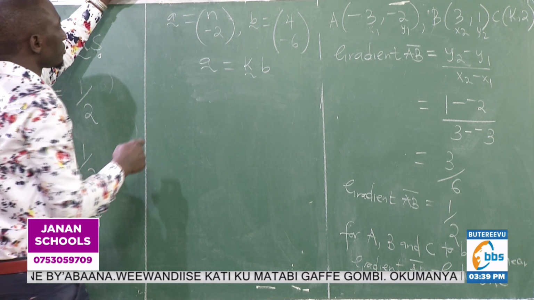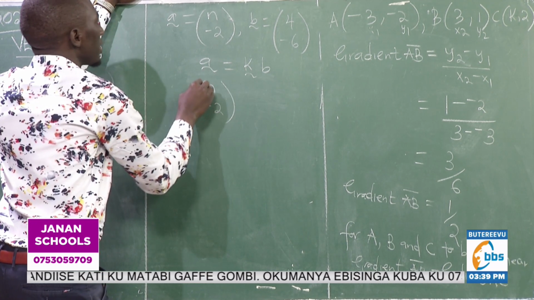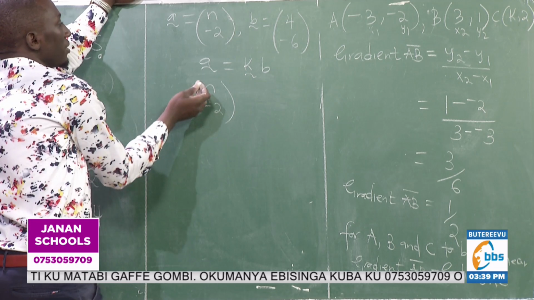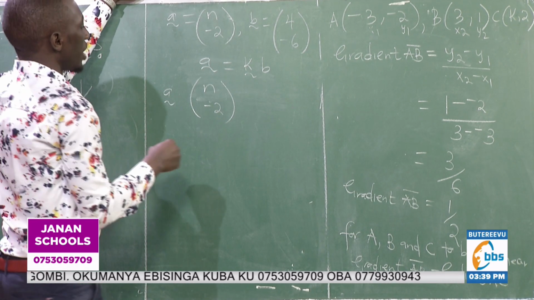So we're having A. I have to see the relationship. I have to see what is similar. Is there anything that I can factorize out? So we look at this one. If you look at A, because my A is given as this, and also I have my B.